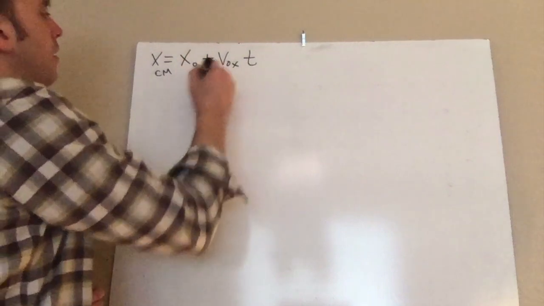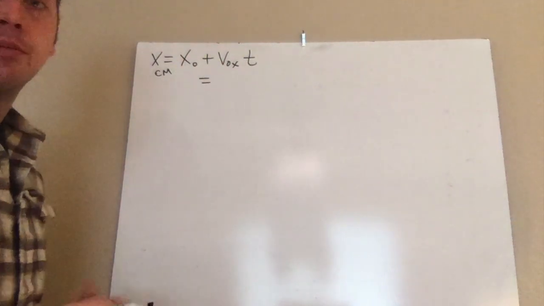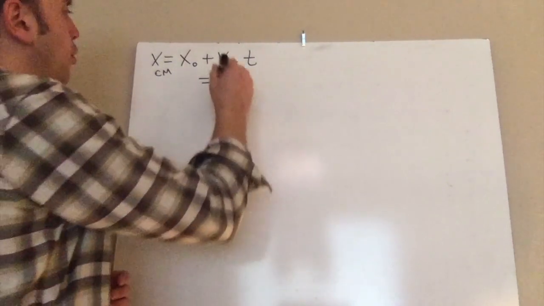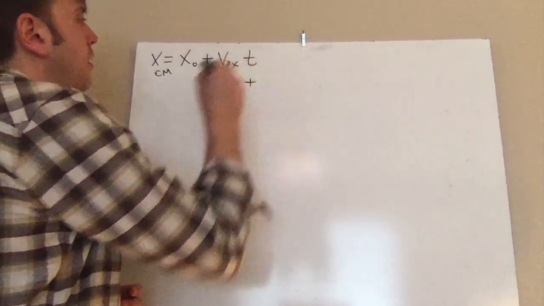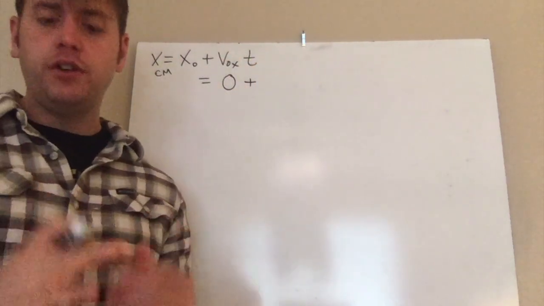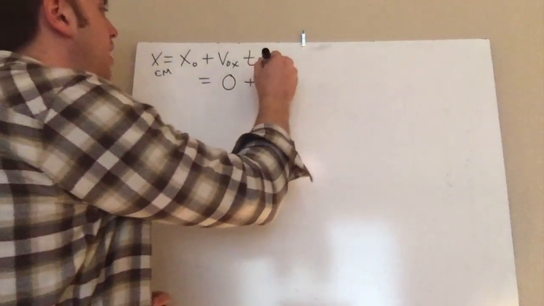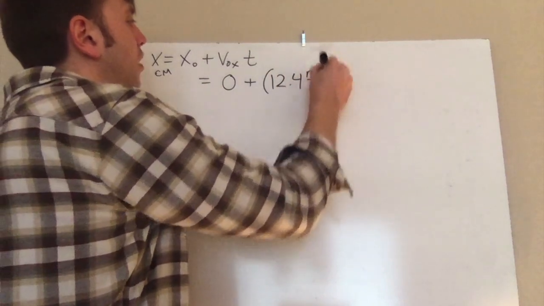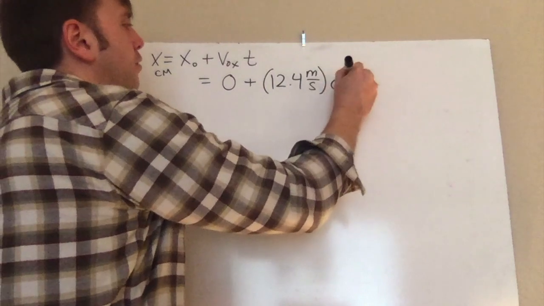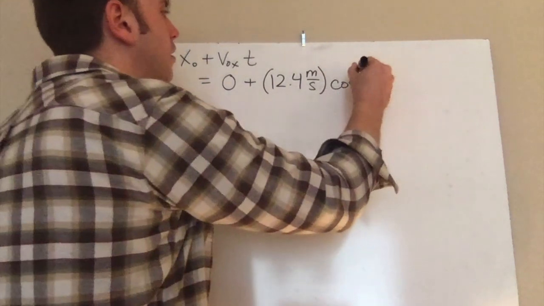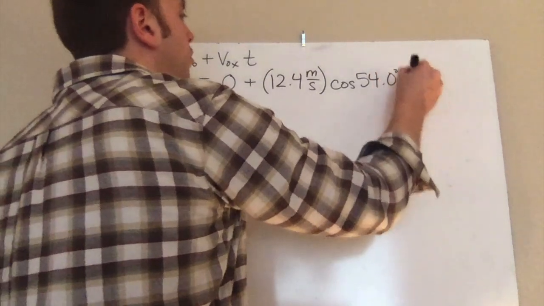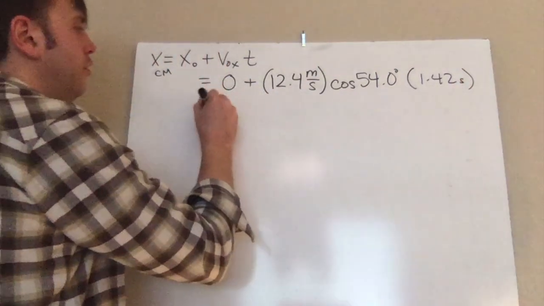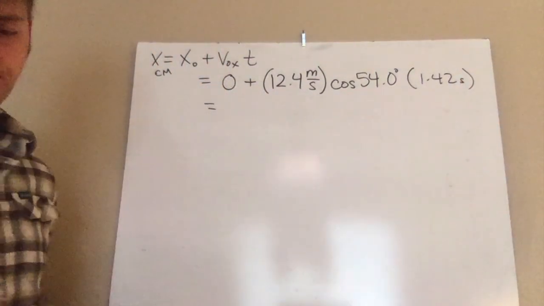Okay, let's plug in what we know to make the calculation. X naught is the initial position on the x-axis, and since our projectile starts at the origin, that's going to be 0. V naught x is the x component of our initial velocity. To get the x component, we take the speed, 12.4 meters per second, multiplied by cosine of the launch angle, 54 degrees, and then multiplied by t, which is 1.42 seconds. So you crunch these numbers, and what you get is 10.3 meters.